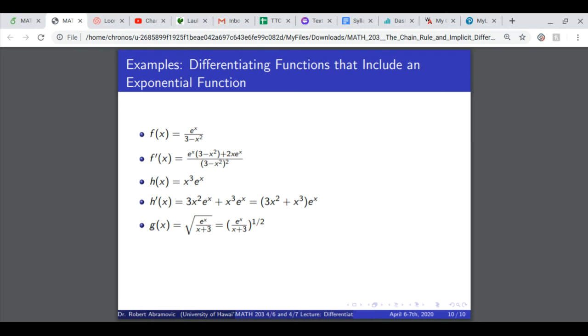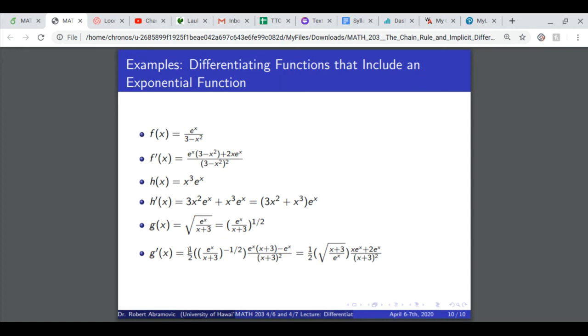The function g of x is a square root, so this actually is an exponential function combined with the chain rule and quotient rule. We're taking the quotient of a function that includes the exponential function, e to the x, and raising it to the 1/2 power. If you recall from the generalized power rule, the derivative of a function raised to the 1/2 power is 1/2 times that function raised to the negative 1/2 power times the derivative of that function.